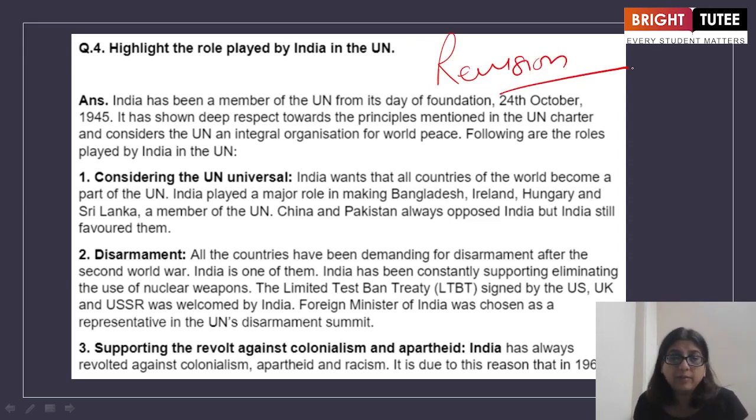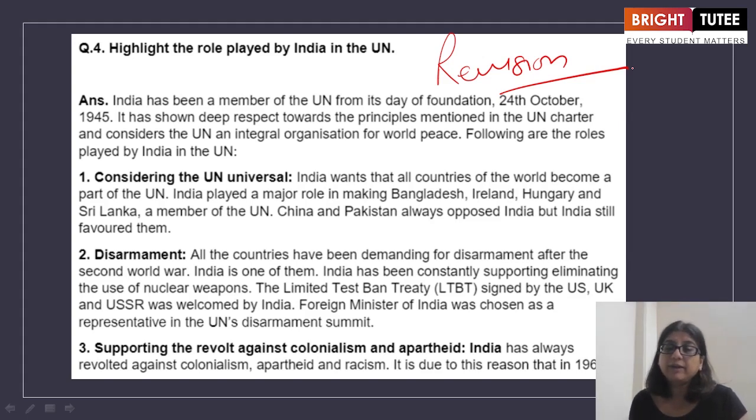Highlight the role played by India in the United Nations. India has been a member of the United Nations from its day of foundation, 24th October 1945, and it has shown deep respect towards the principles mentioned in the United Nations charter. Considering the United Nations universal, India wants all countries of the world to become a part of the UN, and India played a major role in making Bangladesh, Ireland, Hungary, and Sri Lanka members of the United Nations. China and Pakistan always opposed India, but India still favored them.